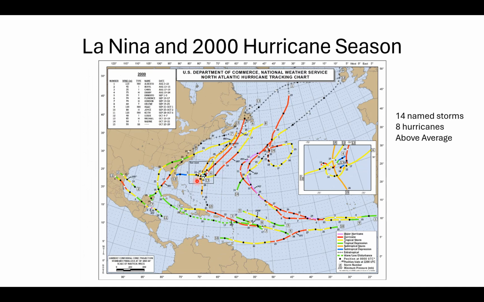La Nina, now, in the 2000 hurricane season, we had 14 named storms, which is slightly above average, the average of 12 at that time. 8 hurricanes, slightly above average there. So an above average season overall. I'm looking at the list of names here to see, hey, which one of these was really making a lot of noise or was a major threat.